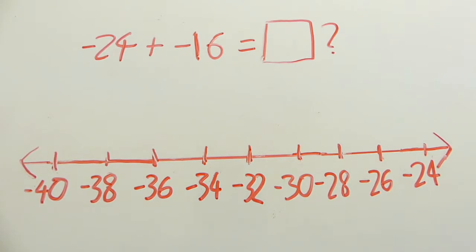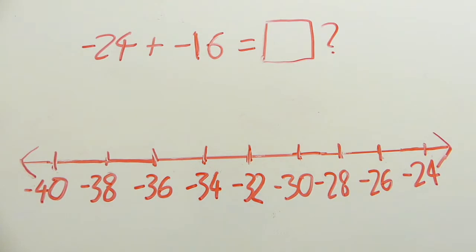Here I've got the example -24 plus -16. Right. Now we've got two negative numbers adding against each other. It's important to note that if you have two negative numbers added together, then technically the number is going to be smaller, but the actual number is going to get bigger. You'll see what I mean again.